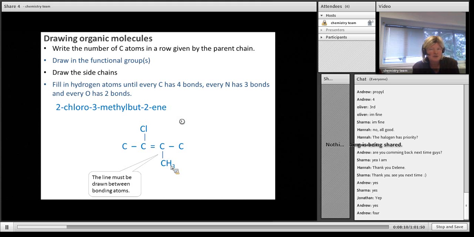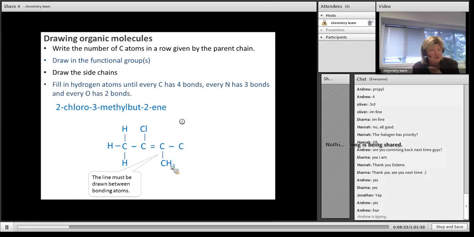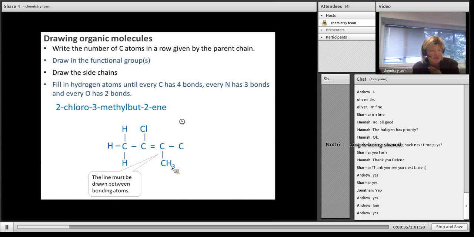And then finally, because this wouldn't even get an achieved, the last step is to fill in the hydrogen atoms until every carbon has 4 bonds, nitrogen has 3 bonds, and oxygen has 2 bonds. And of course, hydrogens and chlorines have 1 bond. So now we've completed that carbon. Carbon 2, has that got a sufficient number of bonds? So carbon 1's got 4 bonds now. Carbon 2, does that have enough? Yes, because it's 2 from the double bond, plus 1 for the chlorine and 1 for the methyl. And the same thing for carbon 3, and now we've completed it for carbon 4.